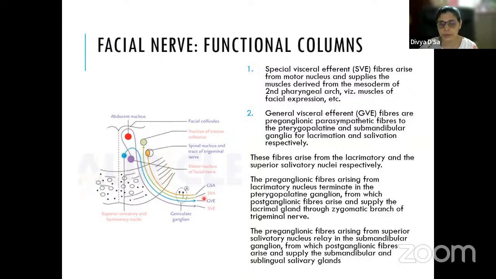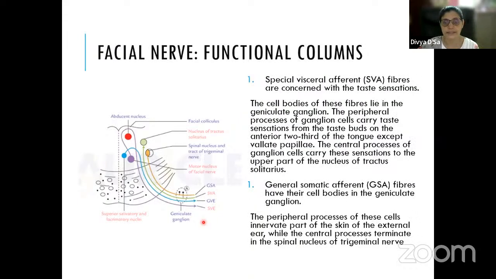Then we have the preganglionic fibers, which are beginning from the superior salivatory nucleus. So they go to, which one? The submandibular ganglion, okay? And from there, the postganglionic fibers will begin and they supply both the submandibular as well as the sublingual glands.